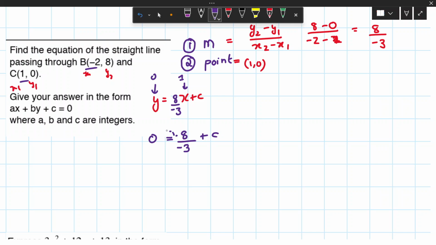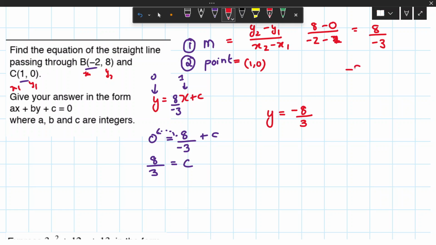Now when you move the 8 over minus 3 to the other side, that becomes 8 over positive 3 because the negative goes away, and you have c is equal to 8 over 3. So that means I can now write the equation as y equals, I'm going to write minus 8 over 3 because it'll make my life easier.